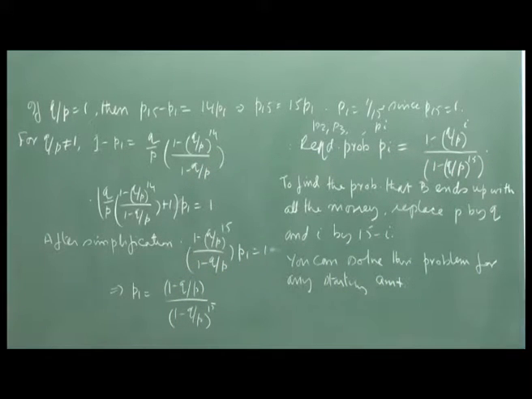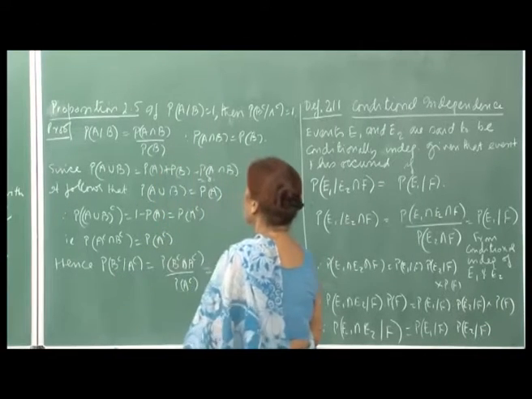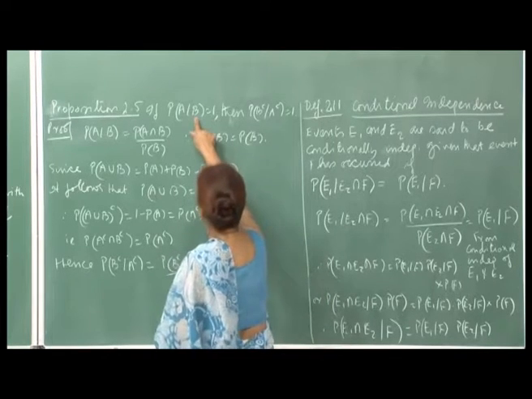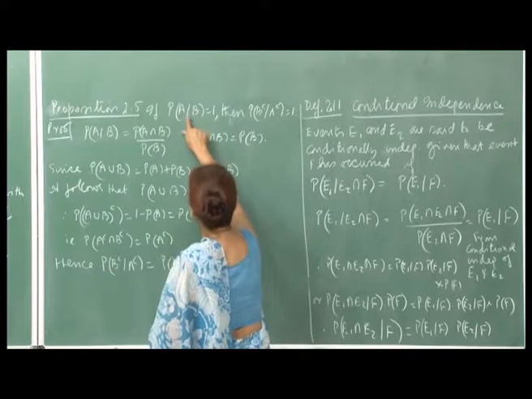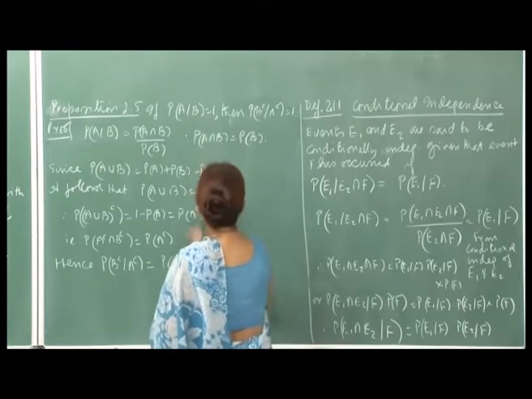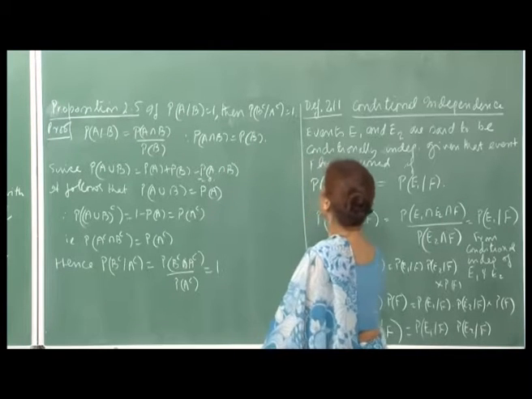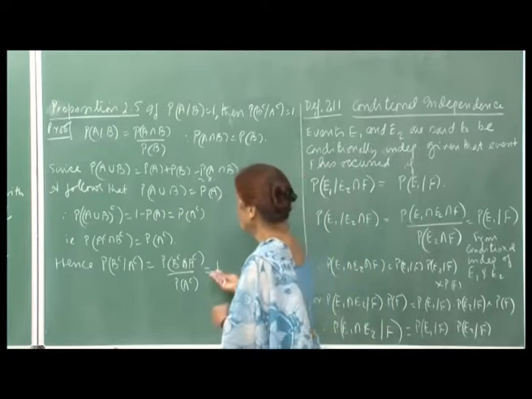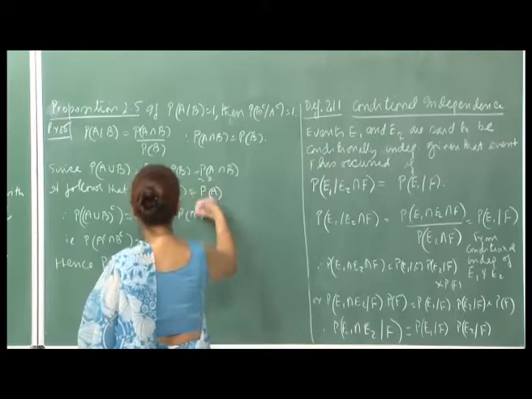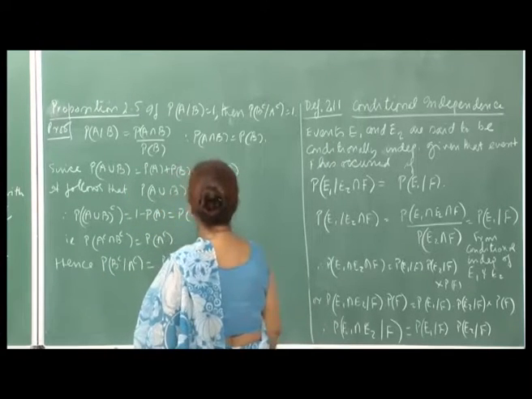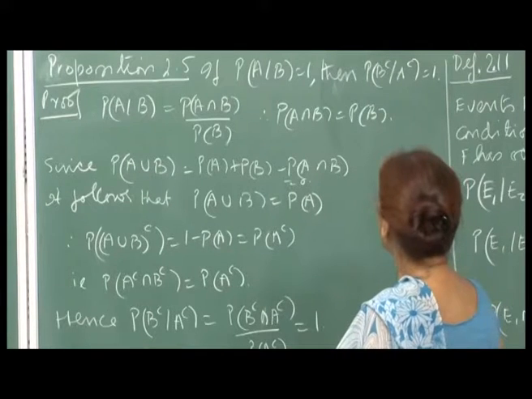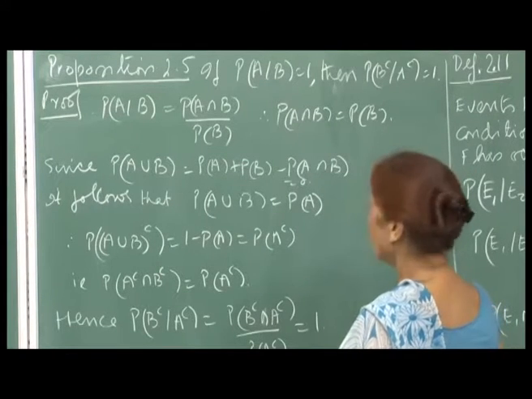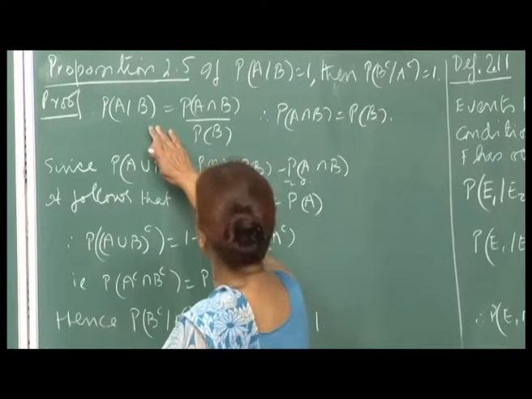Now, continuing with some more results on conditional probability. So, this is proposition 2.5. What we are saying is that suppose you are given that the conditional probability of A given B is 1, then you can show that the conditional probability of B complement given A complement is 1. Here I could have also given this as an exercise, but I just thought I will show you some more ways of doing it. Right now, just look at the definition.